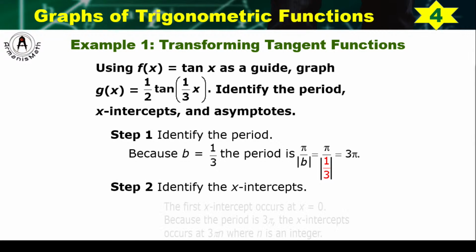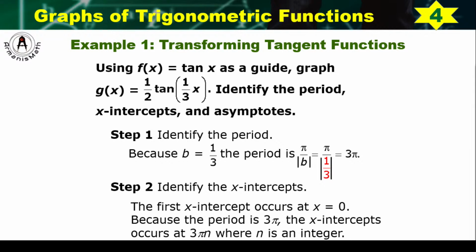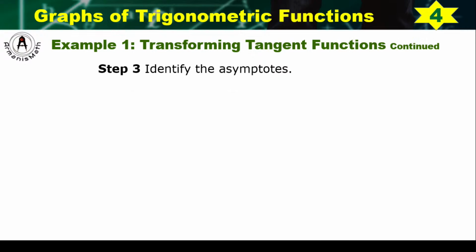Now, to find the x-intercepts, where basically you're touching the x-axis, the first x-intercept occurs at x equals 0 because the period is 3 pi, so the x-intercept occurs every 3 pi. Every 3 pi in either direction, negative or positive. And the third one is to identify the asymptotes.